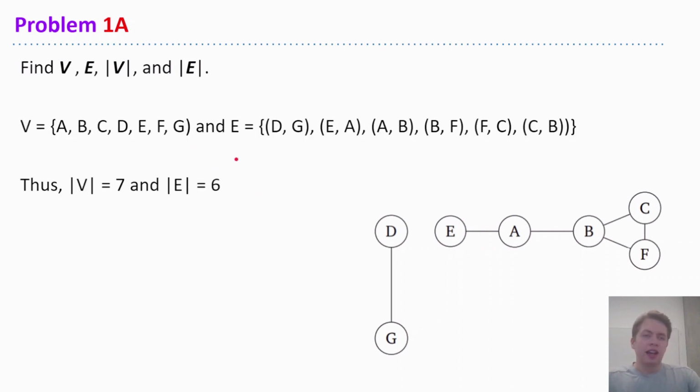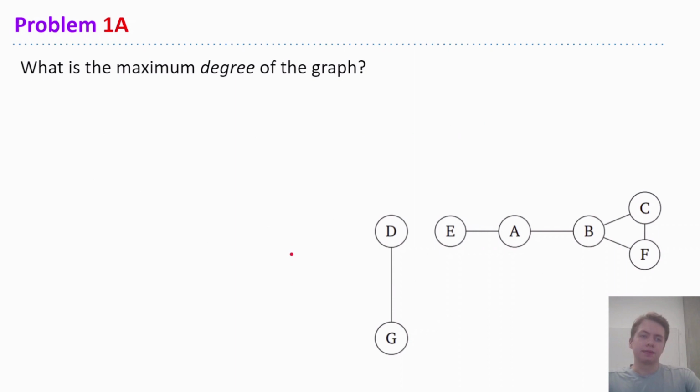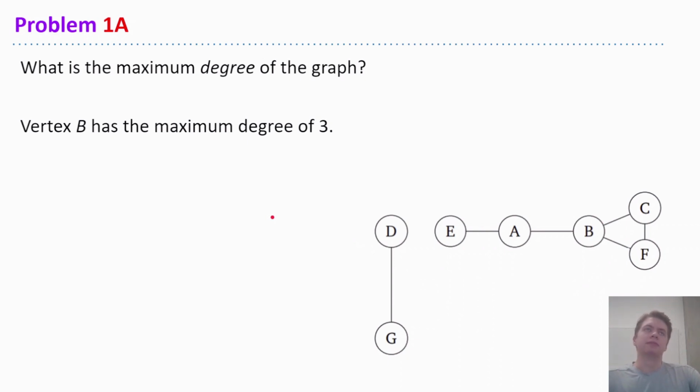Great. How many vertices do we have? We have 7 vertices. 1, 2, 3, 4, 5, 6, 7. And how many edges do we have? We have 1, 2, 3, 4, 5, 6 edges. And that's how we arrived at this answer. What is the maximum degree of this graph? Well, remember, a degree is just the number of edges coming into or out of a vertex. And in this case, we can see that B is the only vertex that's connected to 3 edges. So the maximum degree in our graph is 3.